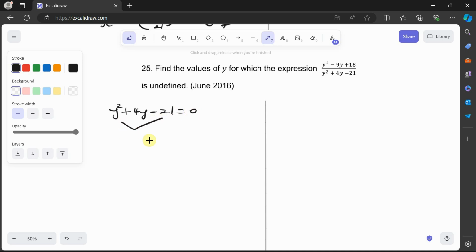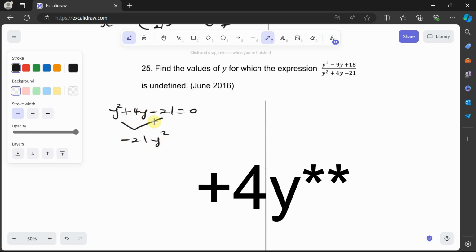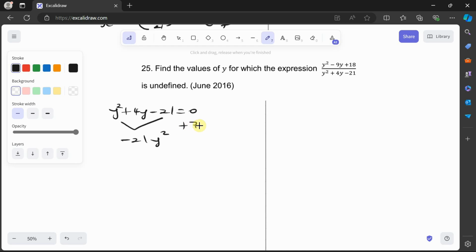So if I multiply these two, that will give me minus 21y squared. I'm using the factorization method here. Two values that if I multiply will give me minus 21y squared, and if I add will give me plus 4y, that should be plus 7y and then minus 3y. So I'll replace. That will be y squared plus 7y minus 3y minus 21 is equal to 0.